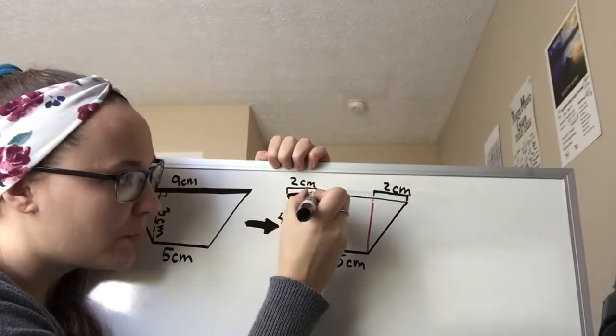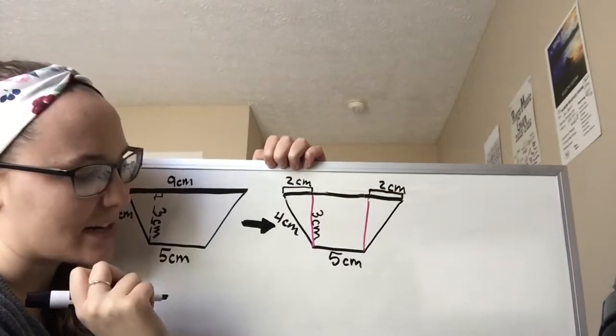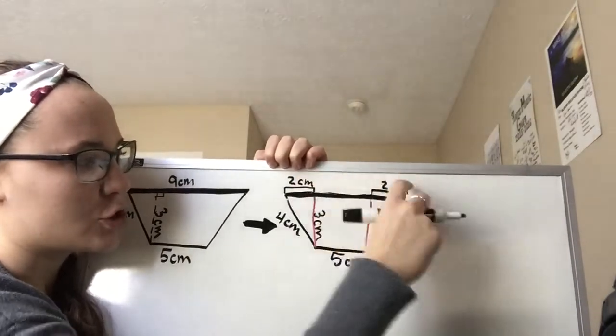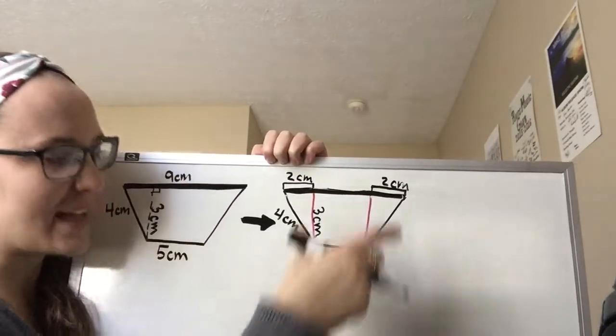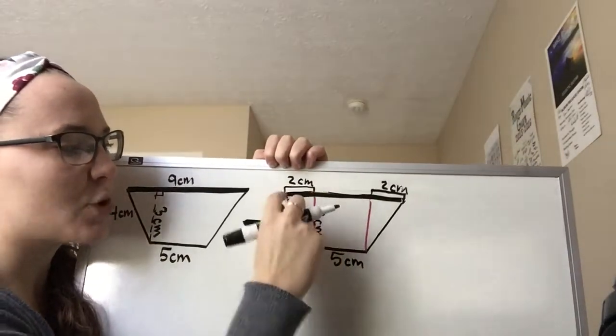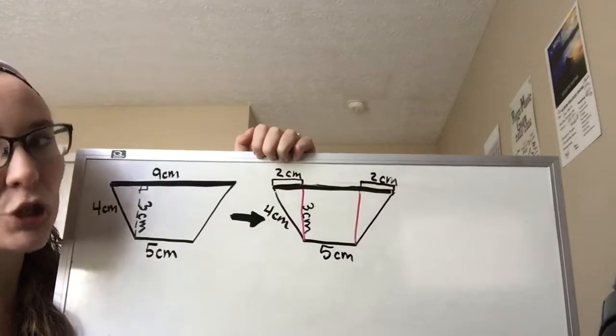So 2 plus 5 is 7, plus 2 is 9. So that would make this whole thing 9 if each of those is 2 centimeters. That's the hardest part, is figuring out those triangle lengths. So you need to subtract the total length by what's down here and then divide it by 2.